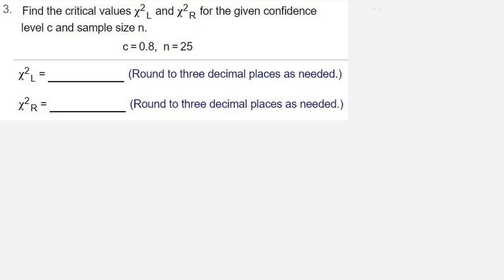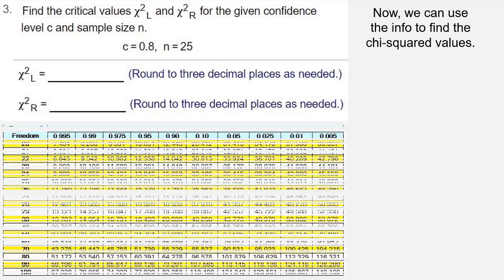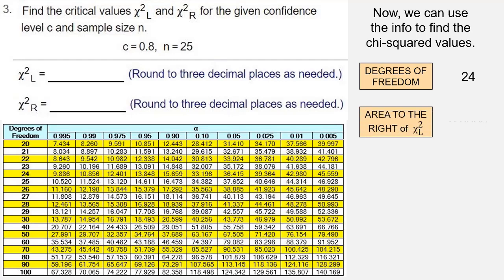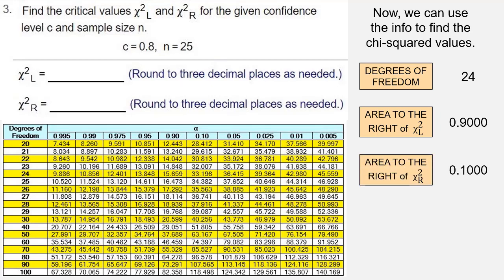Now we can turn our attention to the chi-square distribution. We need certain values to be able to use that. The degrees of freedom, which were 24, the area to the right of chi-square L, which was 0.9000, and the area to the right of chi-square R, which was 0.1000. So we look for our degrees of freedom along the left-hand column, and the area to the right of the chi-square value across the top.